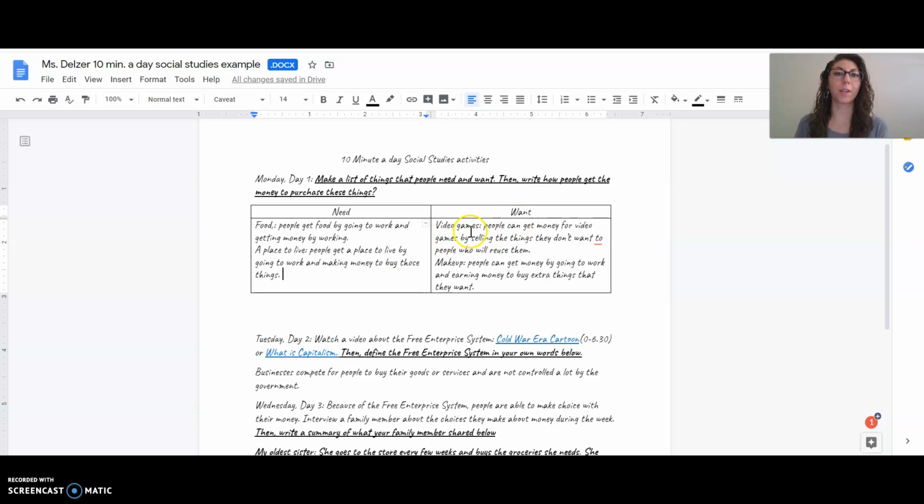My examples of things that people want are video games and makeup. People can get money for video games by selling things that they don't want to people who will reuse those things. And people can get money for makeup, which is something that they want, it's not a need, by going to work and earning money to buy extra things that they want.